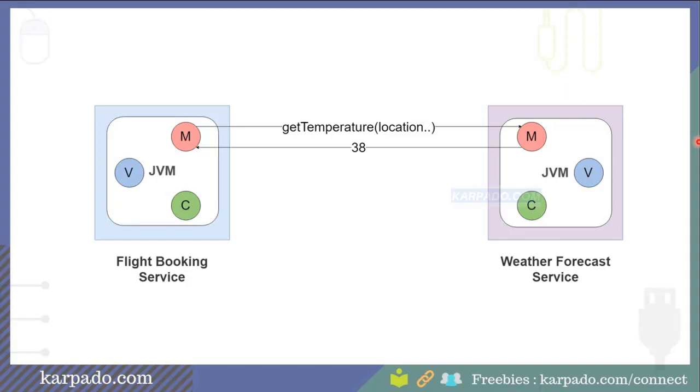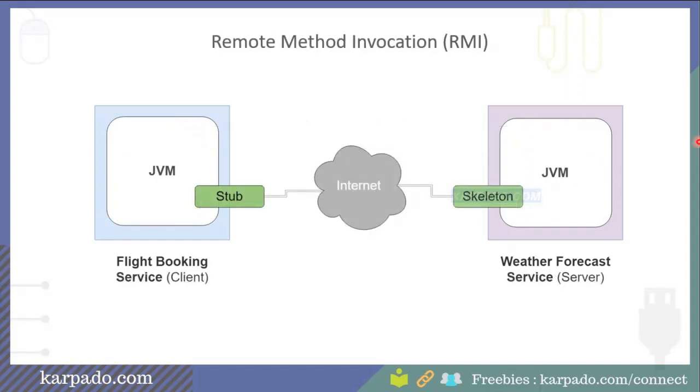Going back to our flight booking service example, the flight booking service would now be able to call the getTemperature method along with parameters. In this case, it's going to send the location to the remote method residing in another JVM, which is our weather forecast service. And then the remote server is going to respond back with the data or whatever value that the method returns, which will then be used inside the flight booking service. This is possible with RMI. Using an RMI tool, we're going to create a so-called stub and a skeleton.